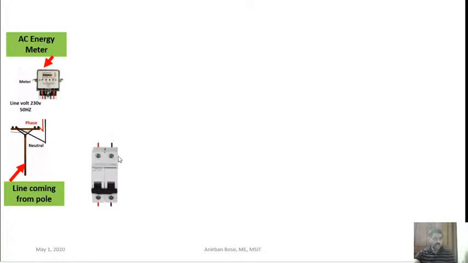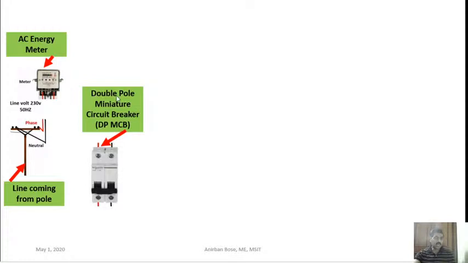Now here is another very important component you can see, which is MCB. MCB is basically a circuit breaker, miniature circuit breaker, but here this is a double pole miniature circuit breaker or DPMCB. Okay, so this is DPMCB. Double pole means here you can see that one phase and another neutral both are going here. So this is a double pole miniature circuit breaker.